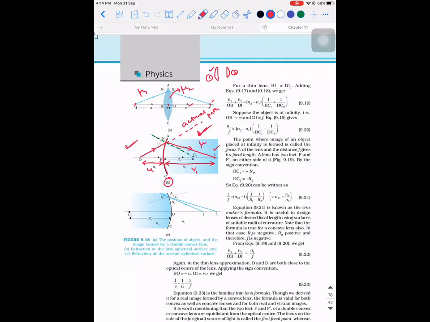So this is mu2, this is mu1. Correct? So tell me, how do I write the refraction at spherical surface for the first refracting surface?